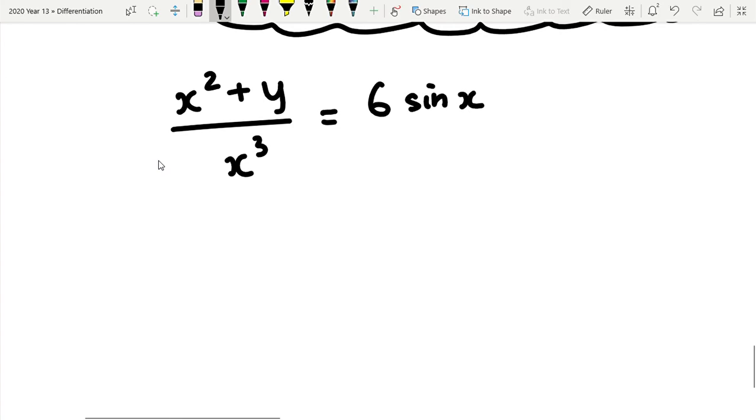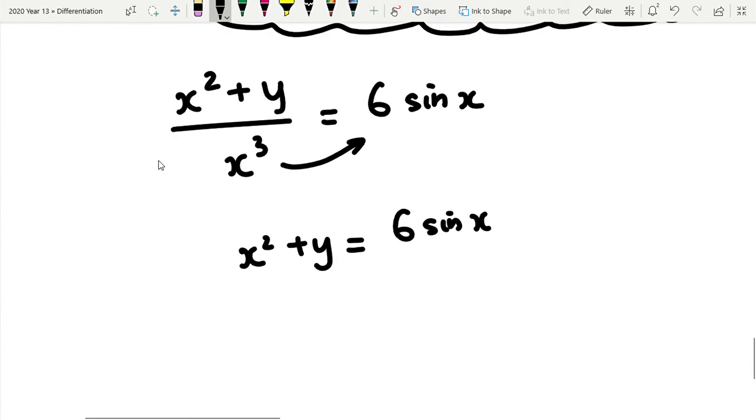You are finding dy over dx of this, and you're like, oh, let's see a quotient here. Fear no more. You can always bring this up to make x squared plus y equal to 6 sine x times x cubed. And now you can use the product rule for this. You see that's how you turn a division into a multiplication. Yeah, that's it. See you soon.